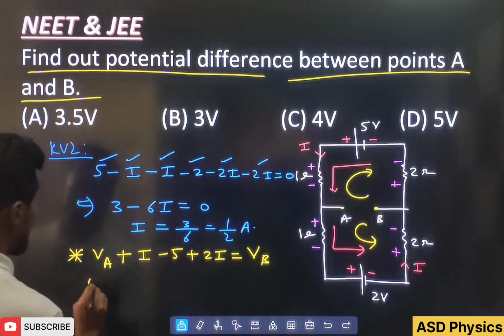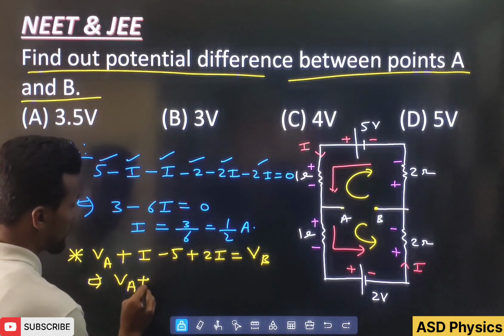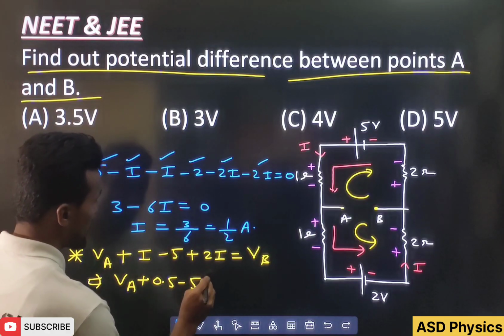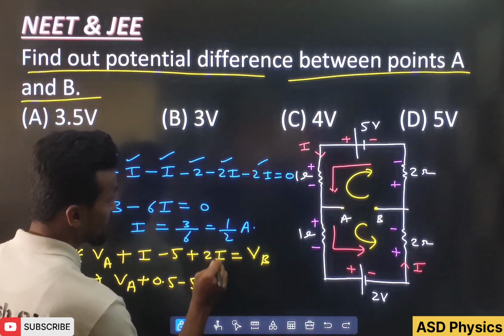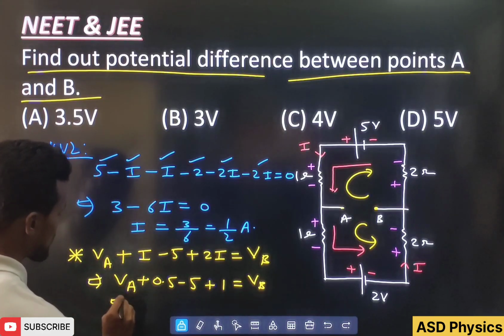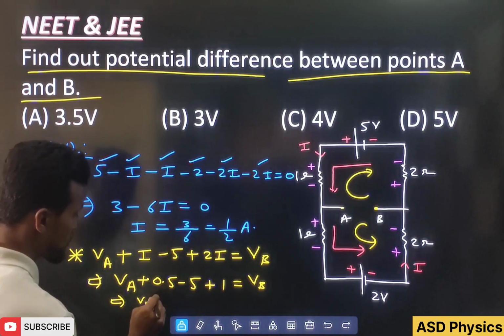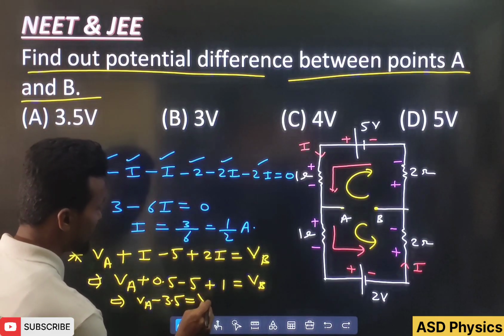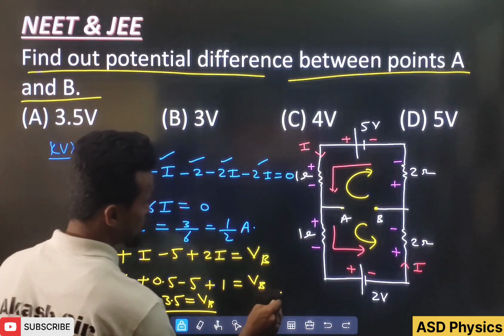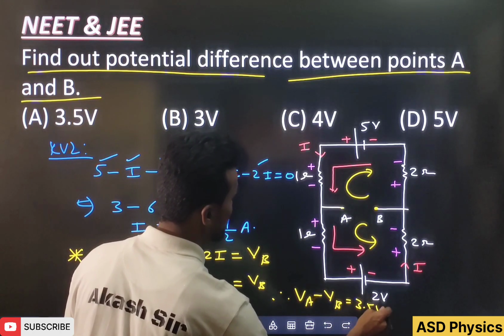So what will happen here? See, this VA, I value 1 by 2 means plus 0.5, minus 5. And here again what will come? 2 into 1 by 2 means 1 is equal to VB. So we can write here VA minus 5 plus 1 minus 4 plus 0.5 means minus 3.5 is equal to VB. So students, if I write VA minus VB, what will come here? You can see here 3.5.